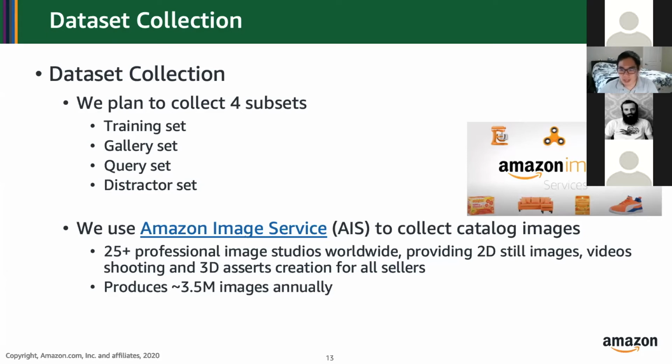So how can we collect this catalog image? We are using Amazon Image Services, a service we provide to our sellers for shooting catalog images. We have more than 25 professional image studios worldwide, which help our sellers shoot 2D images, videos and even 3D models. These services produce 3.5 million images per year, which is a very good source for the scale of our problem.